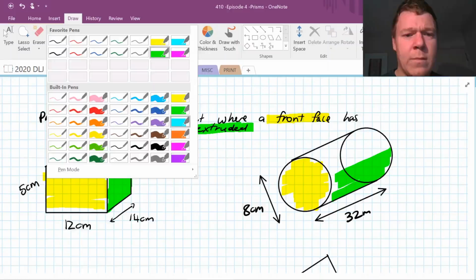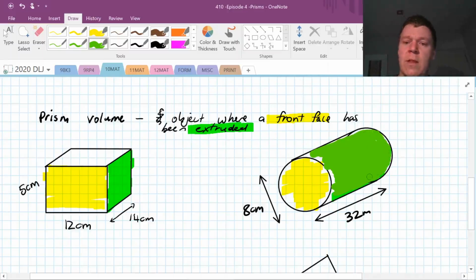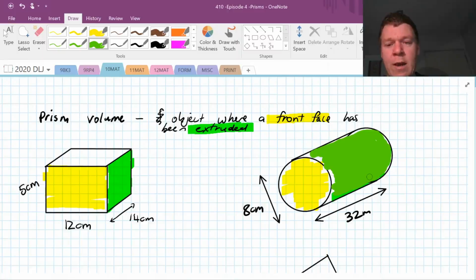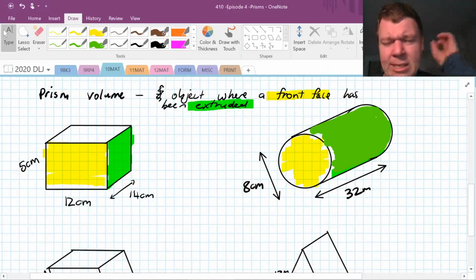I wonder if I can just use one of these pins. So that's gonna get rid of that. So that distance, 32 meters, is the same all the way around that circle. And if you cut it anywhere in the circle, you'd get the same circle. So a cylinder is actually a prism, a cylindrical prism. But usually we just say cylinder.